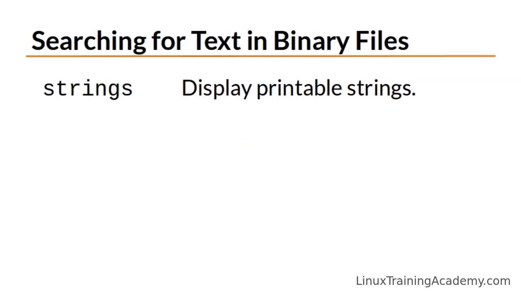A binary file is a file that is in machine-readable format and not a human-readable format. If you run grep against a binary file, it will simply display whether or not that information was found in the file, but it will not display the text. To look at the textual data within a binary file, use the strings command.